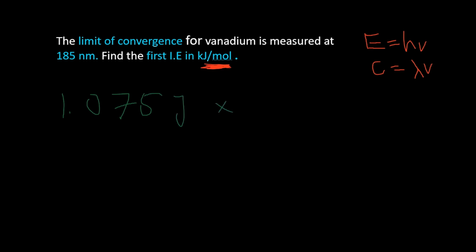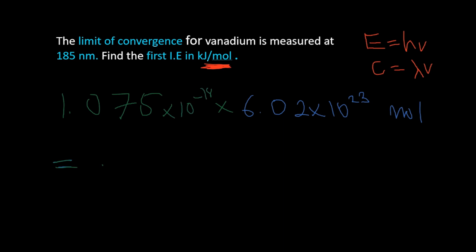So 1.075 joules times the Avogadro's constant to add the mole to our answer. Oh, sorry, I forgot the times 10. My bad. That's minus 18. So now we get 647,231.35 joules per mole.